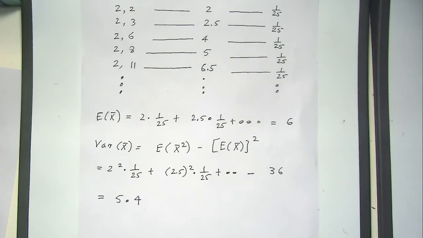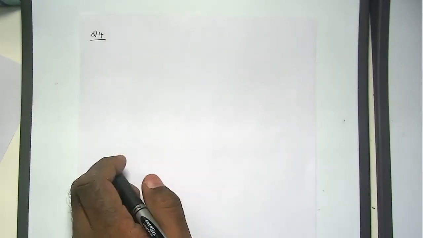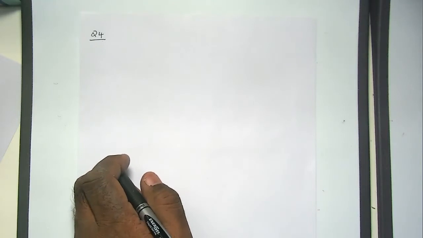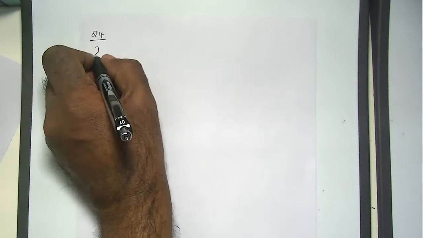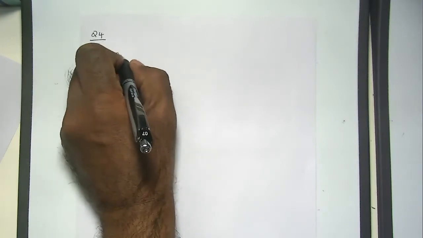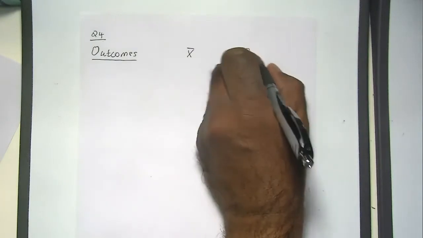We're doing another table. Alright guys, question 4 is the same as question 3. Can you listen please? Question 4 is the same as question 3. The only difference is that the sampling is without replacement, right? So you want to do the same thing. We have 3 columns: outcomes, X bar, and the probabilities.